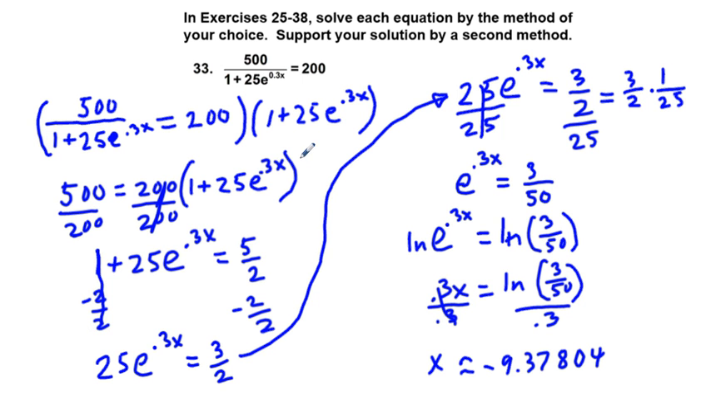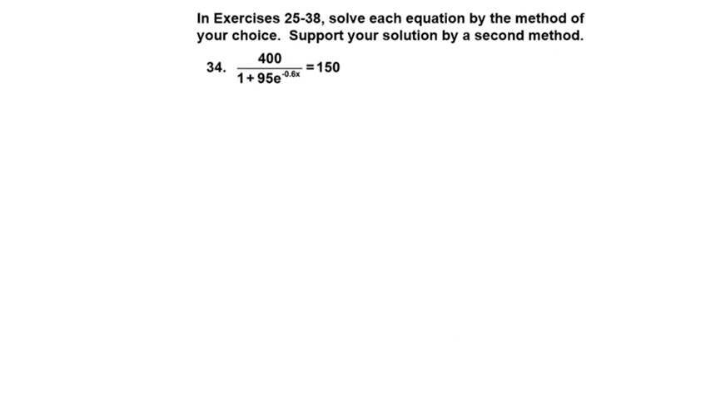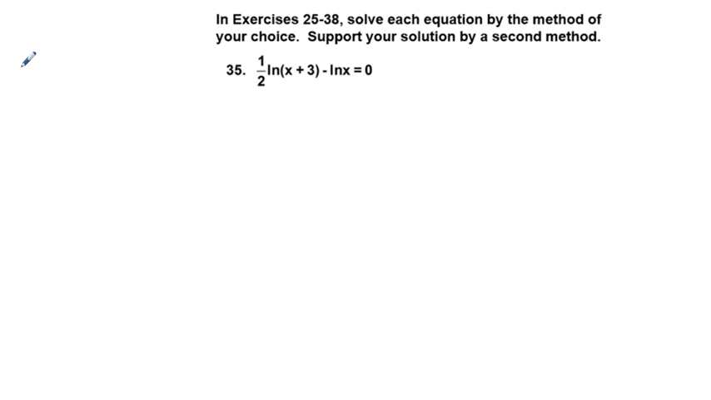And so we checked by another method, and we know this is our correct answer. X equals negative 9.37804. Next odd number problem, 35: we have 1/2 the natural logarithm of x plus 3 minus the natural logarithm of x equals 0. Initially, this thing didn't look like it was tremendously solvable. Well, I tried to solve it algebraically one way. It didn't work out so well, but I finally came around to getting this.